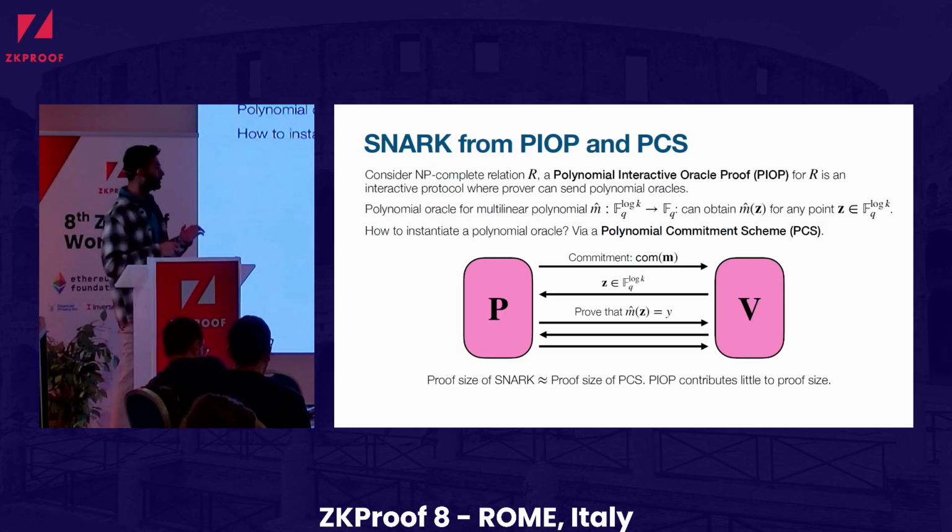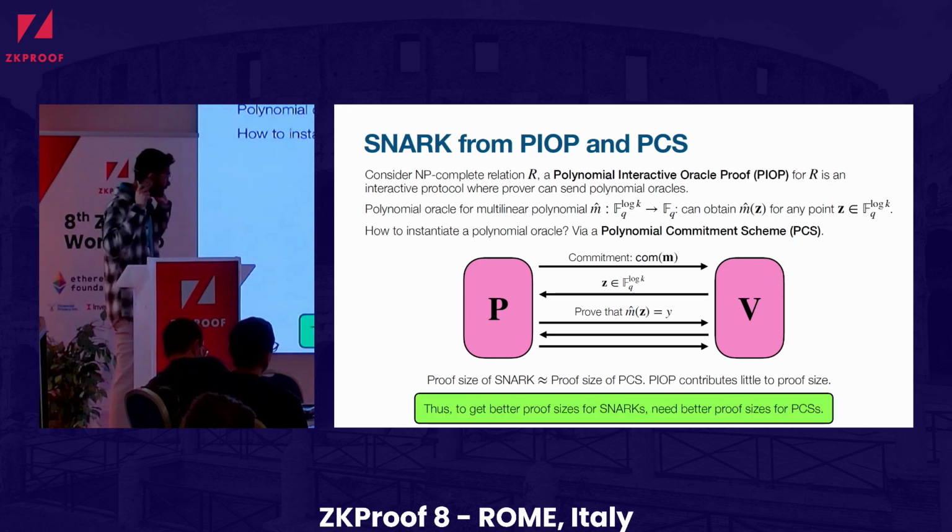and the PIOP contributes very little to the proof size. And therefore, in order to get better proof sizes for SNARKs, we need to get better proof sizes for PCSs.